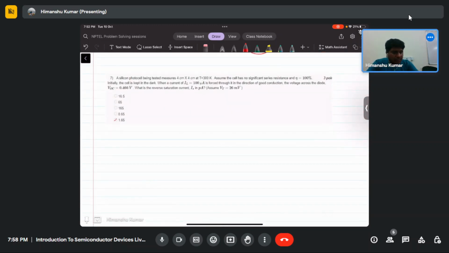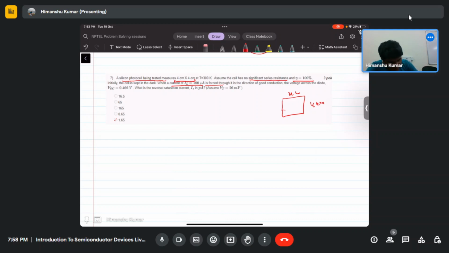Okay, so let's move to the next problem. A silicon photocell being tested measures 4 centimeter by 4 centimeter. The area is 4 centimeter cross 4 centimeter. Assume that the cell has no significant series resistance, so that means efficiency is 100%. Initially the cell is kept in the dark. When a load current of IL is forced through this in the direction of good conduction, the voltage across the diode is VOC.